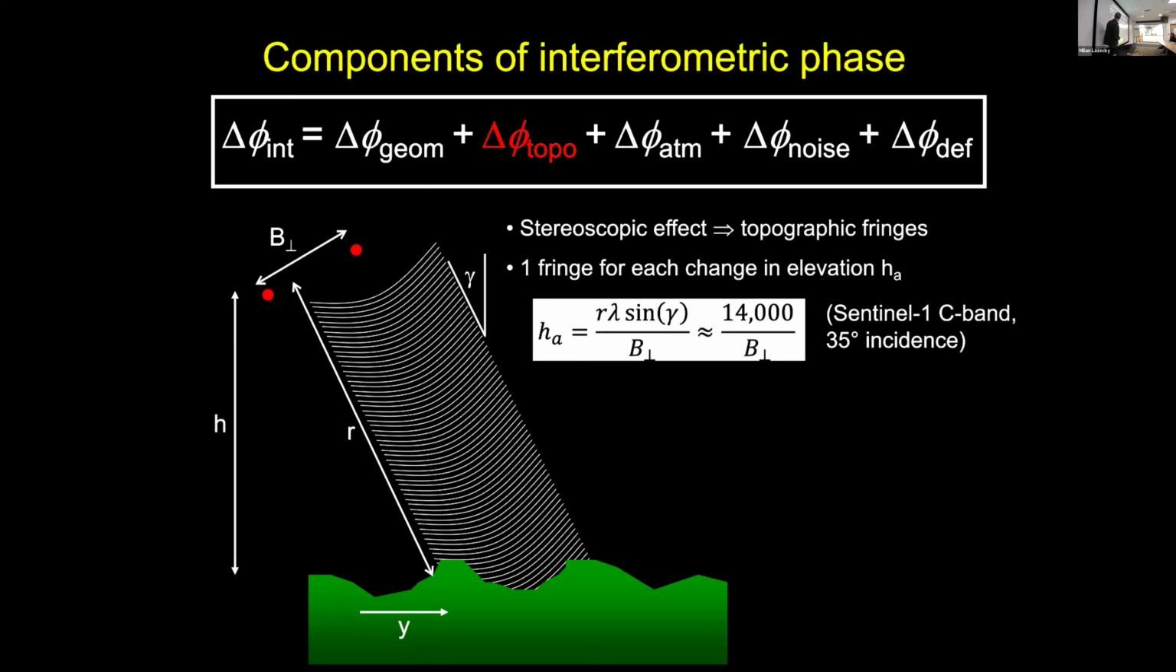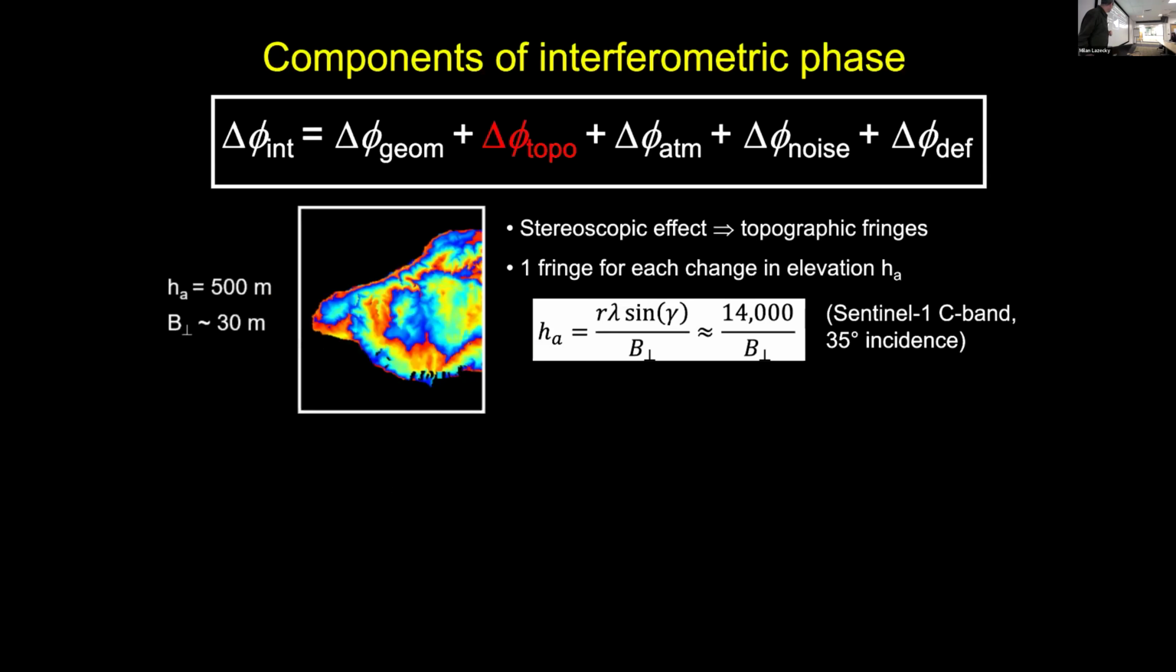And the altitude of ambiguity tells you how much topography you need to get a single interference fringe if you don't make a correction, or how much topographic error you need to give a single interference fringe if you have used an elevation model. And it's a function of the range, the incidence angle, the perpendicular baseline and the wavelength.